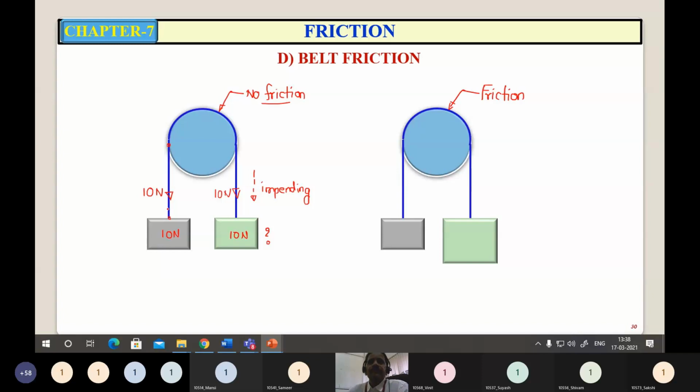Is it clear? Now, in the second case, if there is a friction between the belt and the drum, on the left hand side, 10 Newton force is applied. In order to impend the motion on the right hand side, the force required will be less than 10, equal to 10, or greater than 10? If there is a friction, if you want to impend the motion this side, it is greater than 10. Say for example, when 15 Newton force is applied, this belt is about to slide down, on the verge of slipping, but it is in equilibrium.